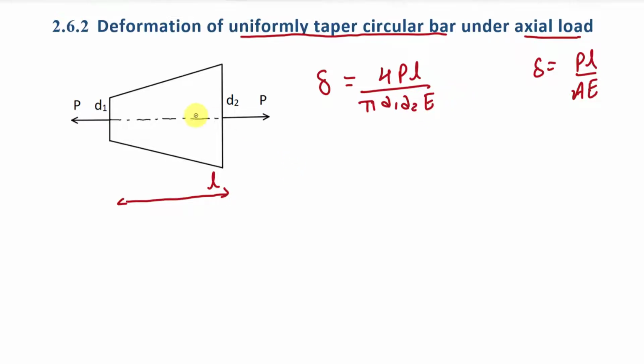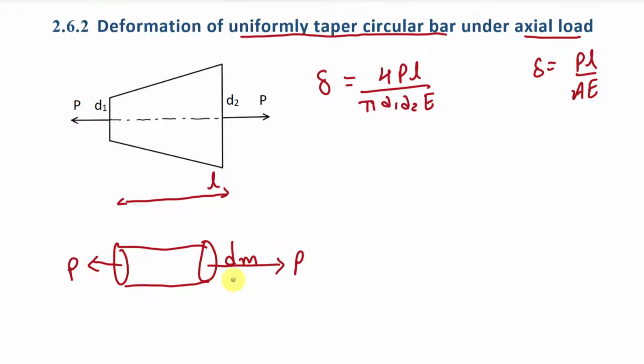Now we want to find out the mean diameter for this body. And how can we find it out? We will consider that this body is a cylindrical body like this, having a constant diameter dm throughout the length, and we will consider the deformation of this body equal to the deformation of this body under the same axial loading condition. So what will be the value of deformation in this case? It will be PL divided by AE, so it will be P into L divided by area, where area is pi by 4 dm square, into E, correct?